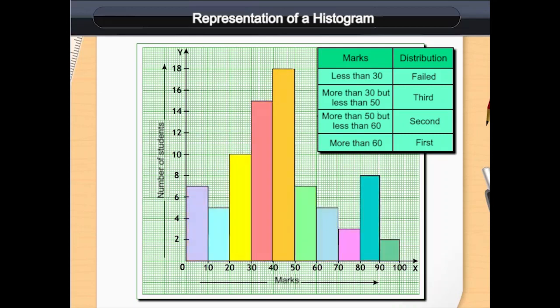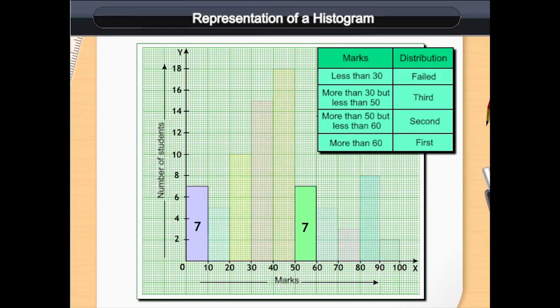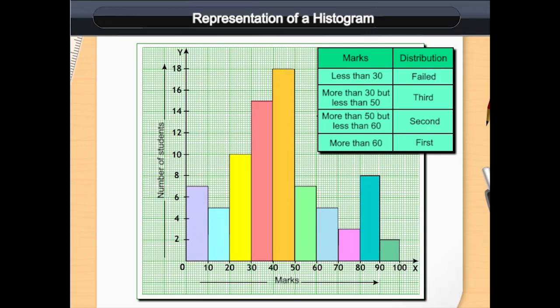Now look at the class intervals. How many class intervals have equal frequency? To find this out, we must look for the bar graphs having equal heights. We see that the group between 0 and 10 and 50 and 60 have equal frequency, that is 7. Also, in the groups between 10 and 20 and 60 and 70, there is equal frequency, which is 5. Therefore, class intervals have 2 groups which have equal frequency.